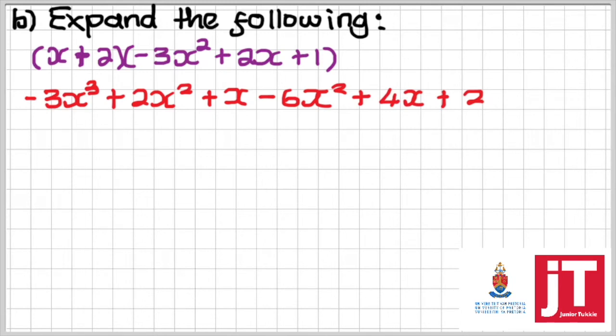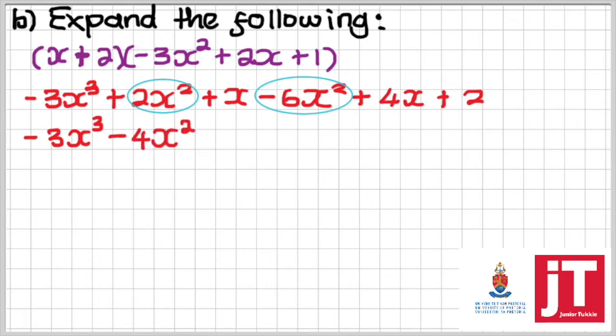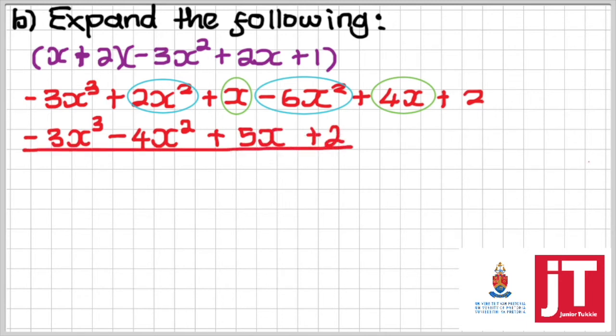Now it's a case of simplifying like terms. So we're going to have negative 3x to the power 3. But if you look at the expression in the first step, we've got 2x squared minus 6x to the power 2. Those are like terms which result in negative 4x to the power 2. We've got x and 4x, which result in 5x plus 2 as our final answer.